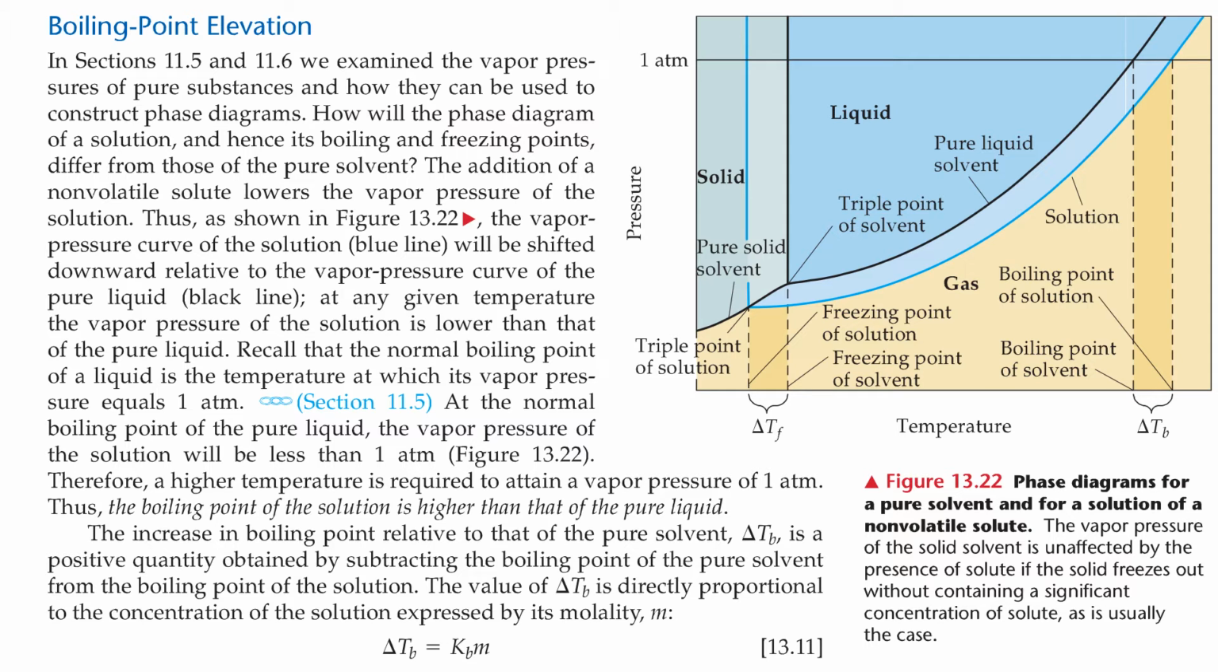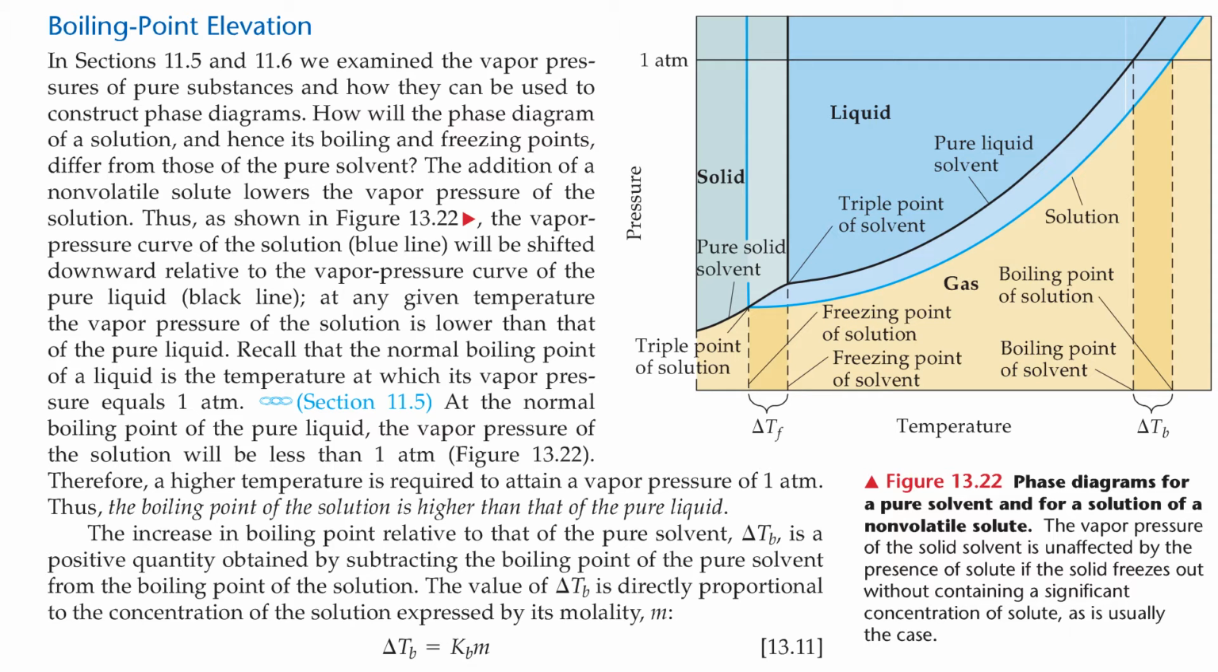Recall that the normal boiling point of a liquid is the temperature at which its vapor pressure equals 1 atmosphere. At the normal boiling point of a pure liquid, the vapor pressure of the solution will be less than 1 atmosphere. Therefore, a higher temperature is required to attain a vapor pressure of 1 atmosphere. Thus, the boiling point of the solution is higher than that of the pure liquid.